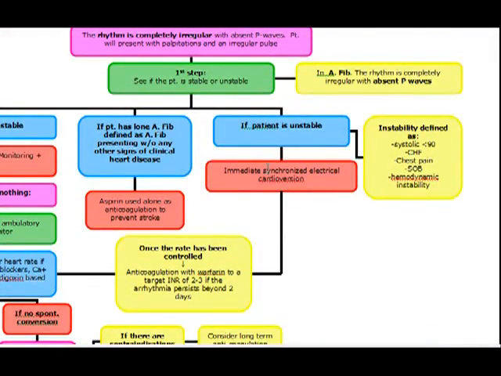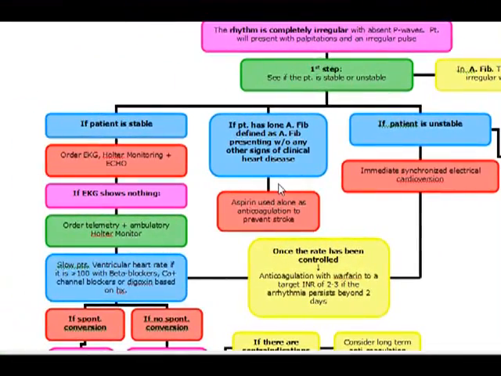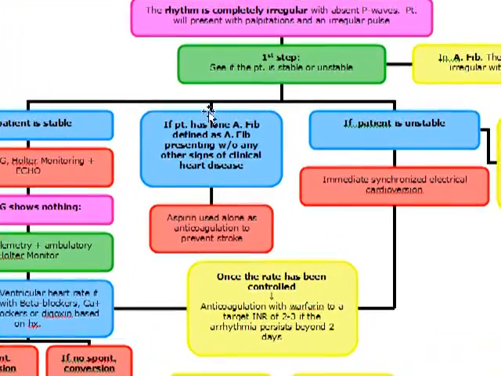Now, what is lone AFib? Lone AFib is defined as AFib presenting without any other signs of heart disease. And if you have a patient with lone AFib, all you're going to do is aspirin as anticoagulation because you want to prevent stroke. So that's a stable patient with AFib.